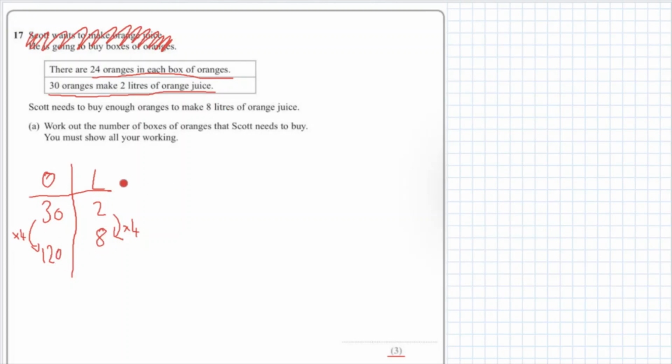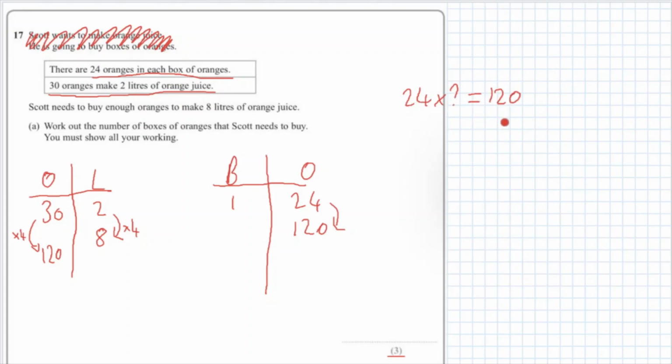Is this our answer? No, it's not, because we need to know the number of boxes of oranges that Scott needs to buy. So we can always draw a second T-table, can't we? So we can have boxes and oranges. So one box contains 24 oranges, using the information at the top. And we know that we need 120 oranges. So 24 to 120. Now, if you can't do that in your head, what we're going to do? Well, we're going to try and figure out what times by 24 equals 120.